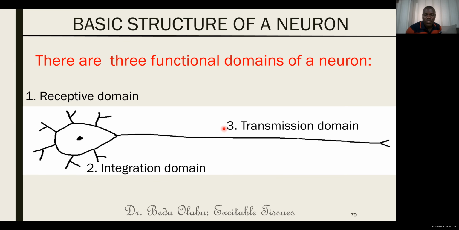The third functional domain of a neuron is the transmission domain, or you can call it the transport domain. This refers to the axon. We call it the transmission domain because the axon is the one that transmits impulses along the cell membrane. We call it the transport domain because the axon is the one that transports neurotransmitters from the cell body to the end of the neuron.